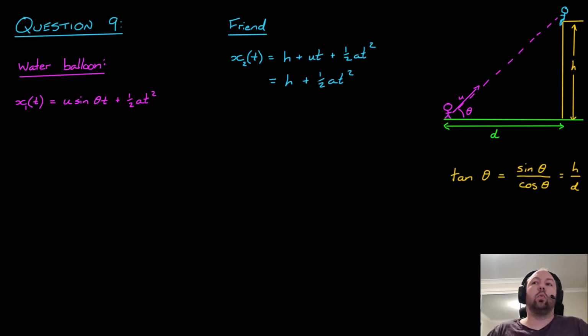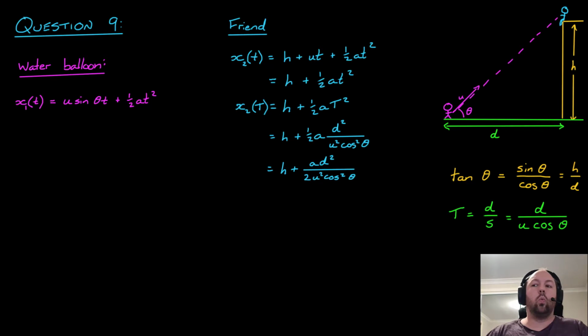For example, given that the water balloon is thrown directly at his friend, that means that the tan of the angle is equal to the height of the wall divided by the distance to it. What we also have is that the time taken to reach the wall, which I'm going to call capital T, is equal to the distance to the wall divided by the horizontal speed. So in this case, that's d divided by u cos theta. If we use both of these and substitute into the water balloon equation and the friend equation, then we might be able to work out exactly where both of them are at the point where the water balloon hits the wall.